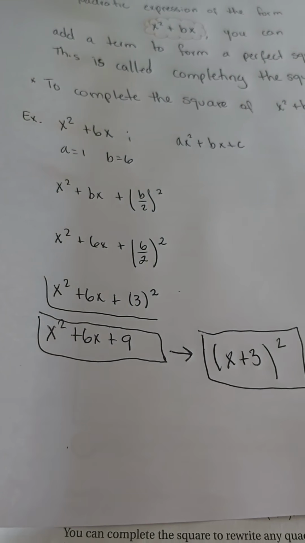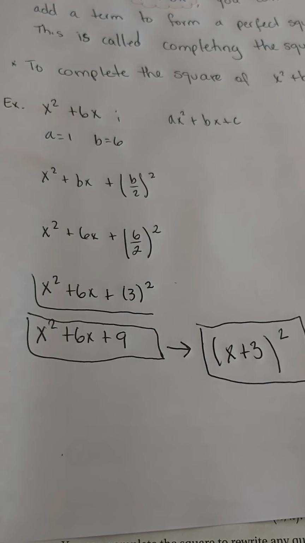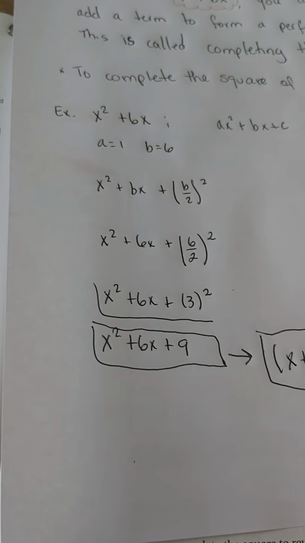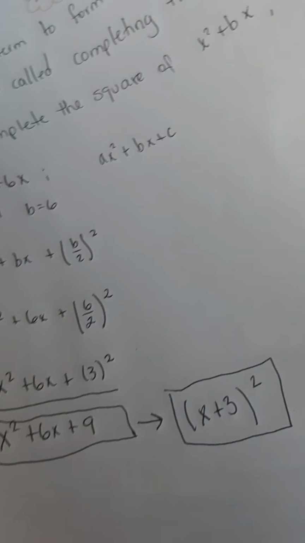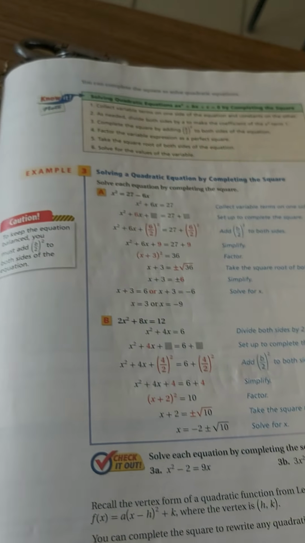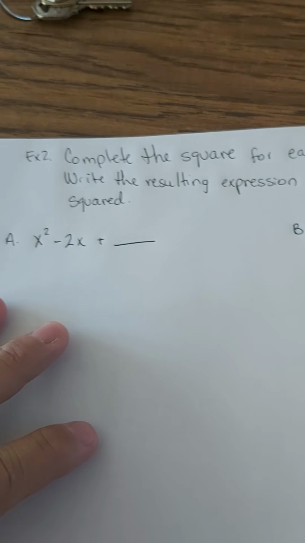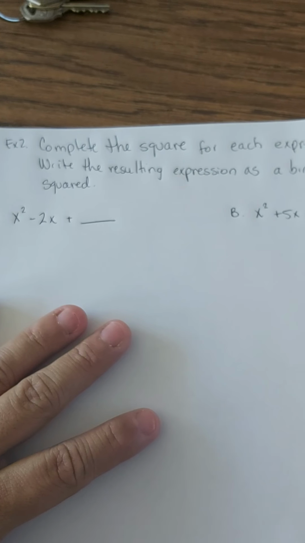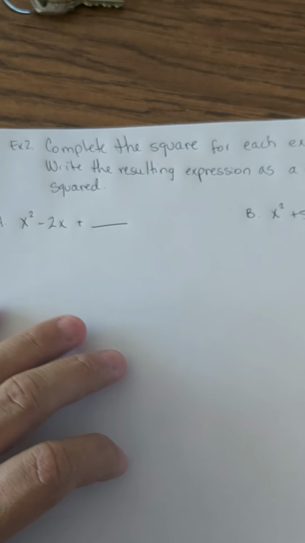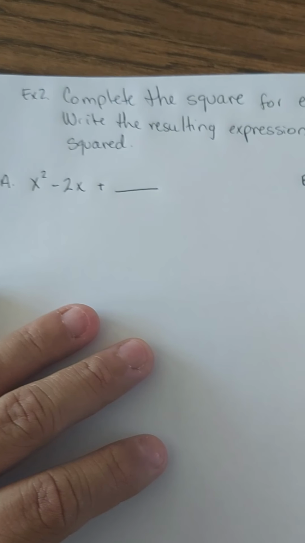Okay, so this method is called completing the square. To complete the square of x squared plus bx, we have to add half of b squared. Okay, so if we look at example 2, it says complete the square for each expression. Write the resulting expression as a binomial squared. So we have to complete the expression.